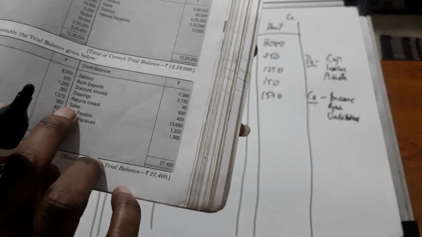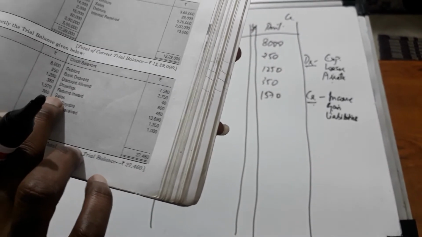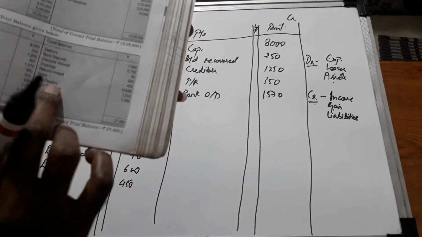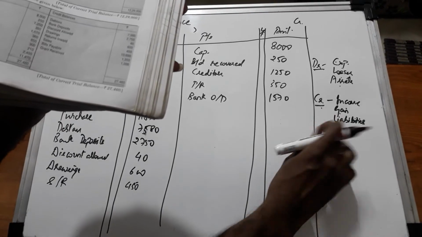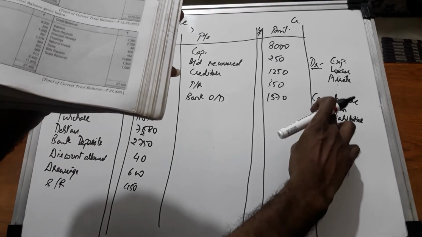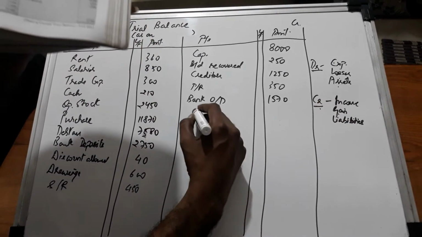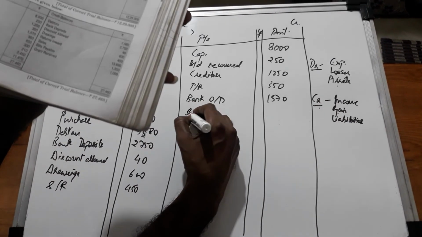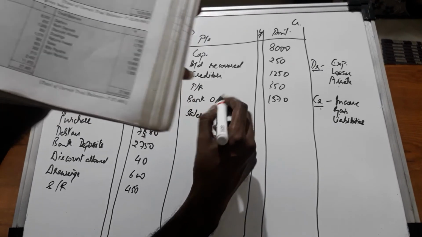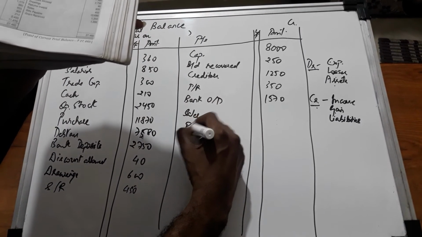Whereas the next term is sales. It is the major revenue income for the business, and comes into the credit side. Bills payable is also a liability, and grant received is an income for the business. All these three items come into the credit side of the trial balance.